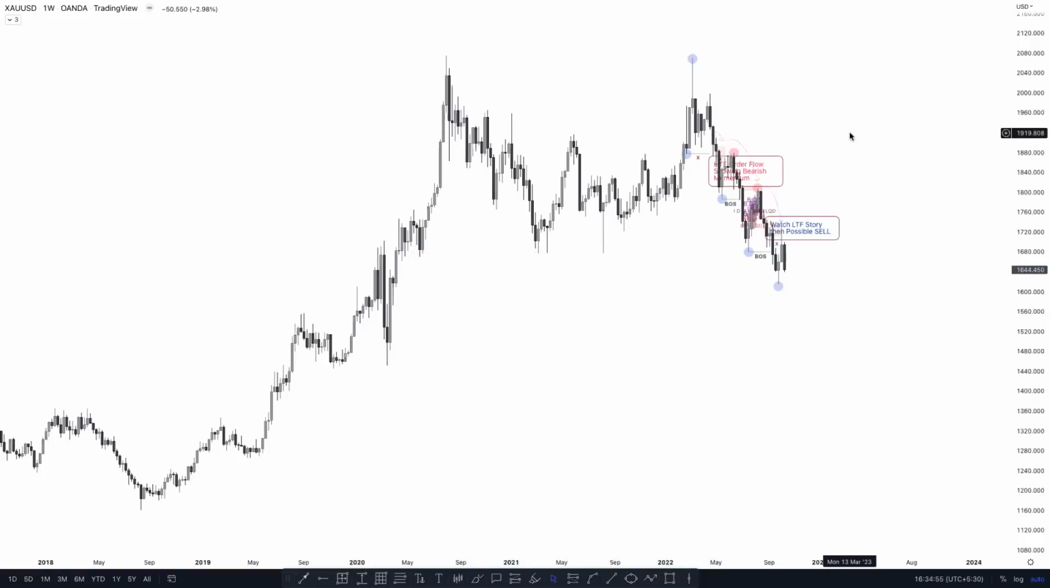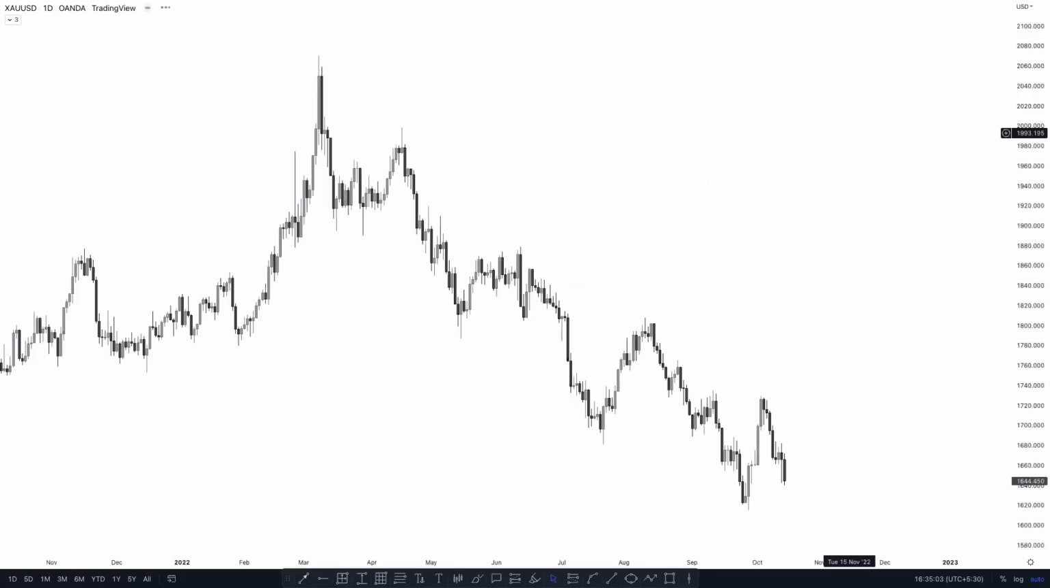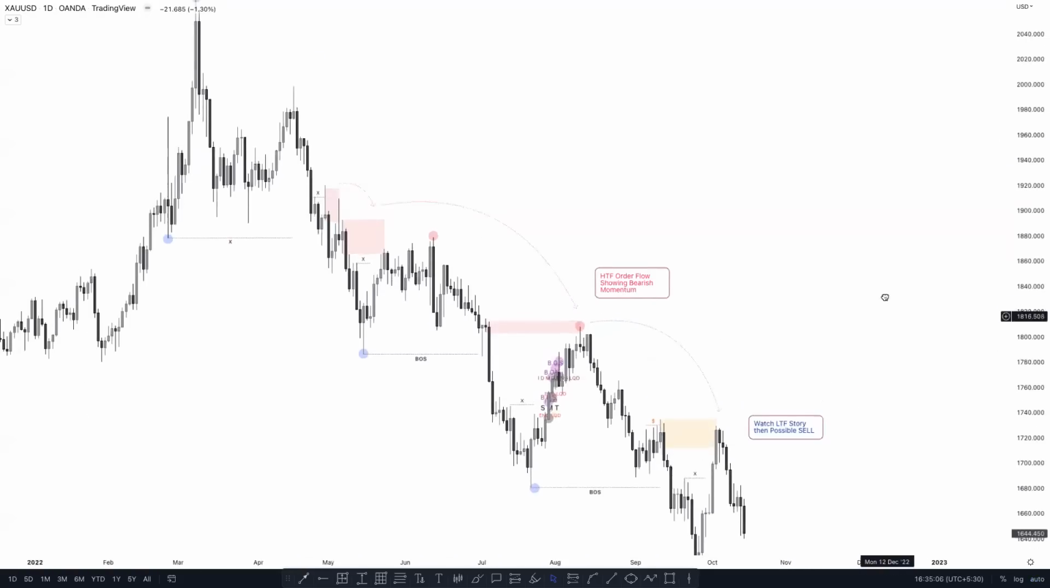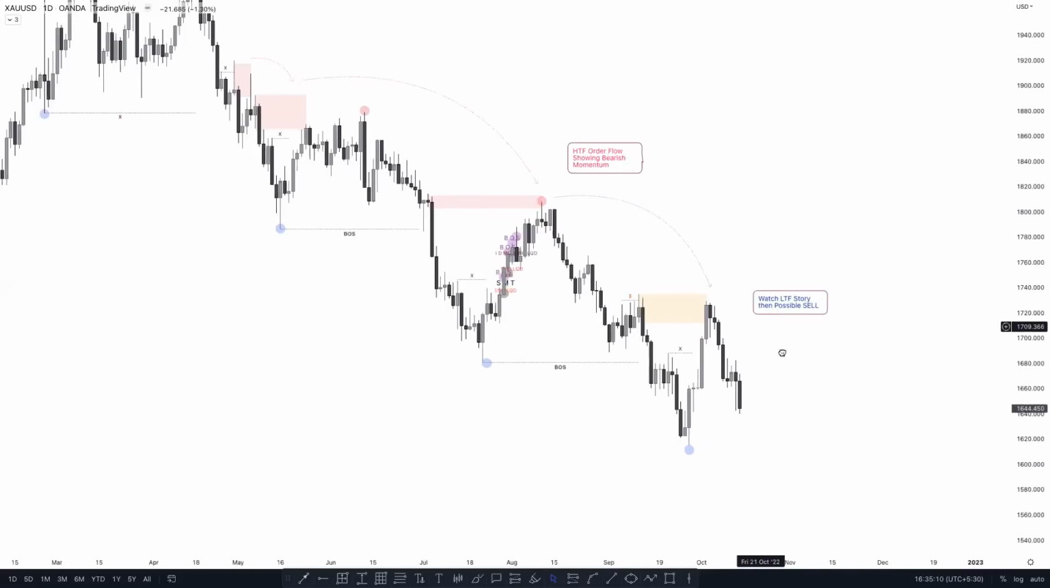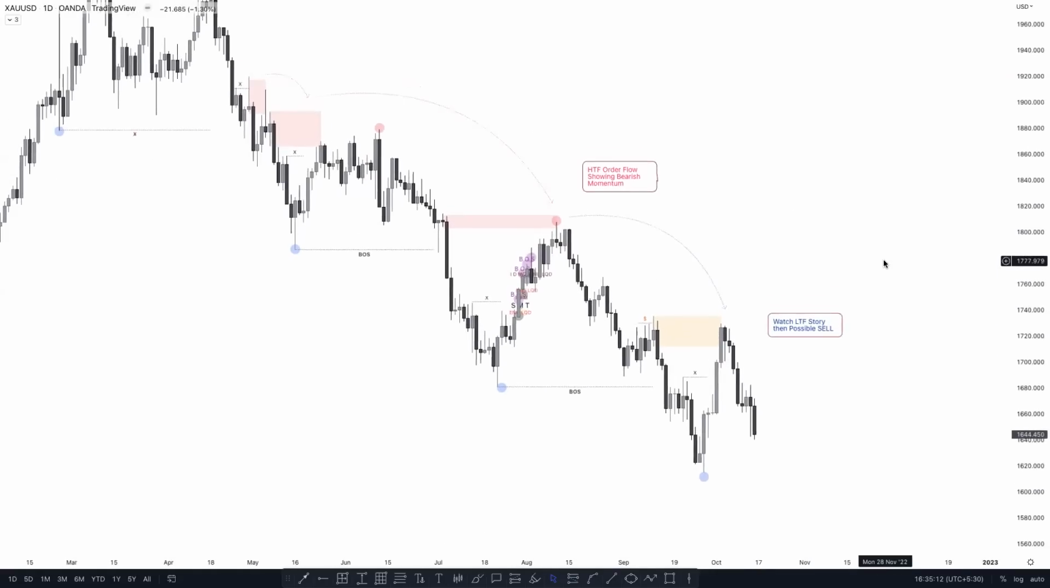So right now there is no possible scenario in the weekly time frame because it takes a lot of time to create a structure. So we can switch into the daily time frame to see exactly, and we can see here, if you can see this markup, I already posted in the Discord community and also in the free Telegram channel.